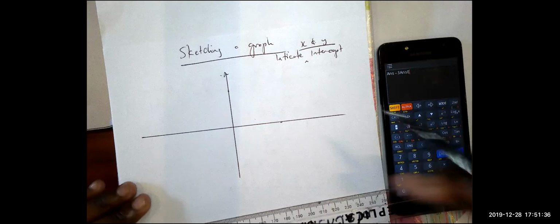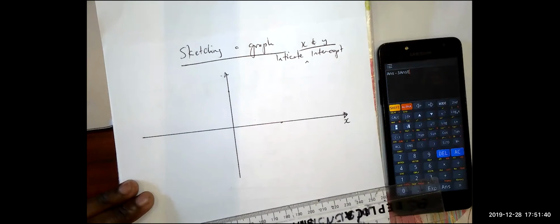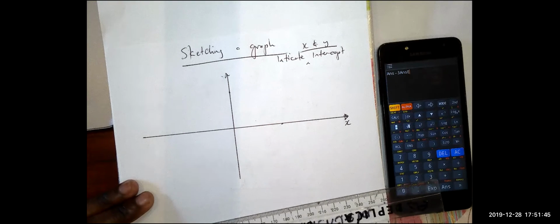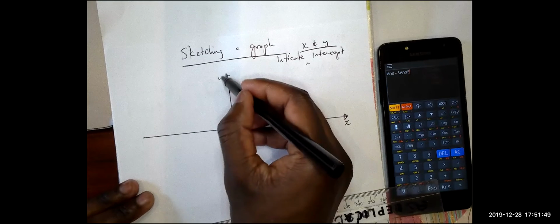Okay, so you draw a graph. When you're sketching a graph, make sure that you indicate the x, y, because the Cartesian plane must be very clean and must be very clear that it's a Cartesian plane. Now here is an x. Okay, we have an origin, we have a y there.